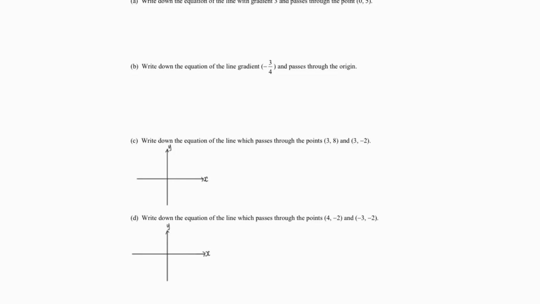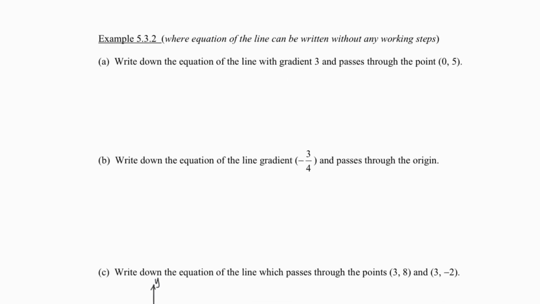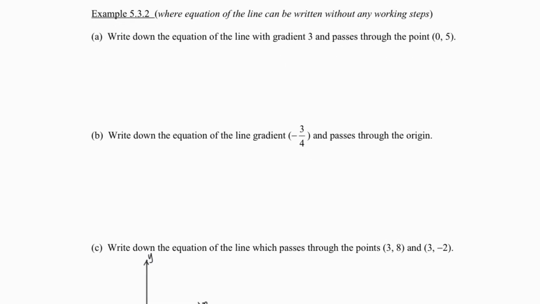Hello everyone, welcome to this math video where we will attempt to write down the equation of a line that we don't really need any working steps. So it's basically a 1-mark question. Let's see. The first part, we are given the gradient, 3. We are also given a point that it passes through, 0, 5. What does this 0, 5 mean?